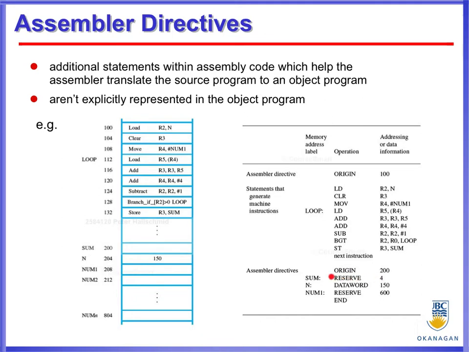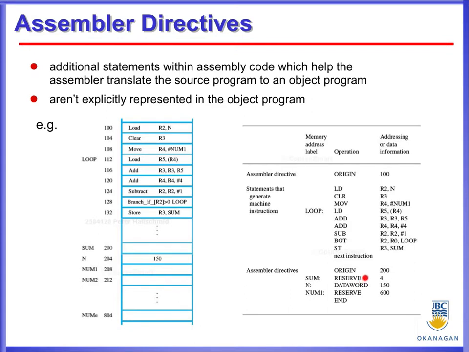We can do the same thing for data, okay? So this origin down here says, all the stuff that follows, let's start it at address 200. The first thing we have is our label sum. Since origin says start the data at 200, the next thing starts at 200. So sum is associated with memory address 200, okay? So when we use sum in our program up here, it's really address 200 that's going to be used.